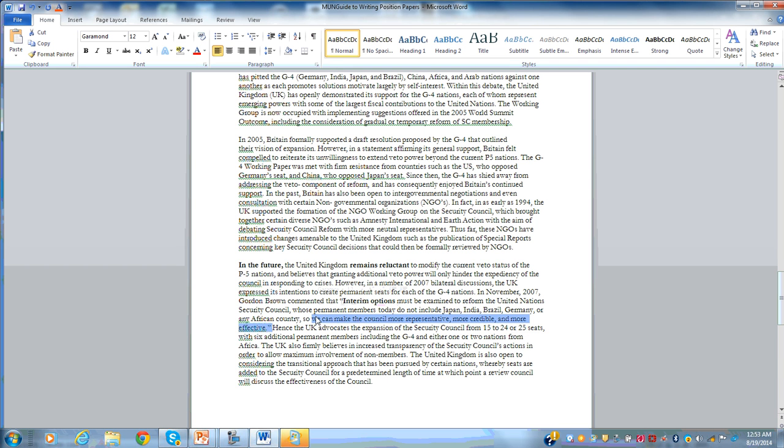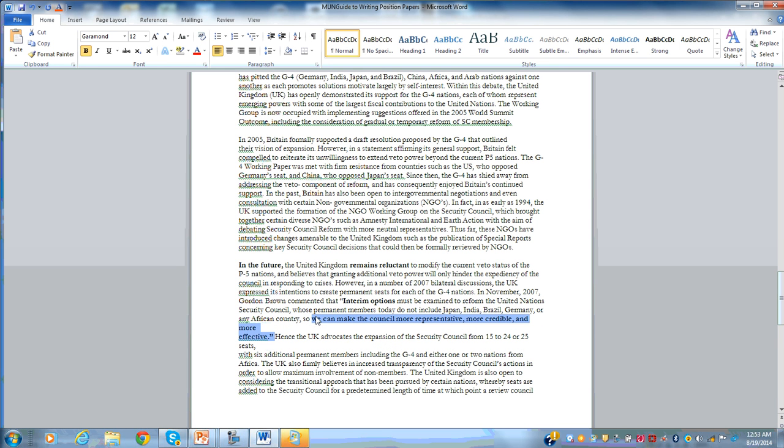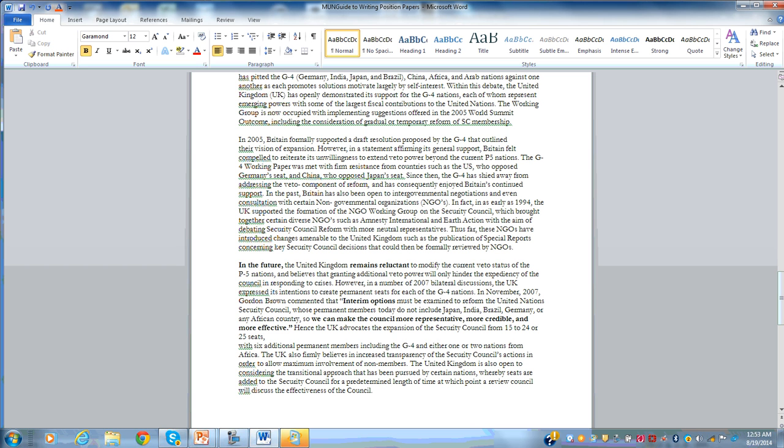You want to say that you're going to make changes that will create a more, and then a bunch of good adjectives, like a more representative, more credible, more effective, maybe more democratic, fairer, more just, those kinds of adjectives. You could put that in your conclusion. You could say that the choices that we're going to make will create a more effective, more productive, safer environment, any kind of positive adjective. All right, I'll just keep reading.